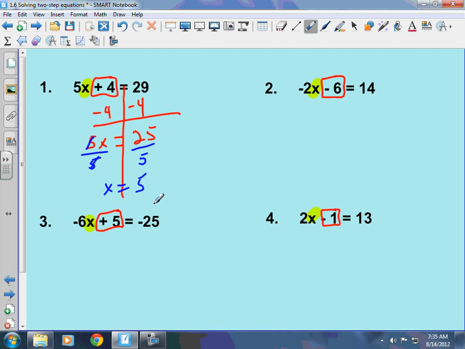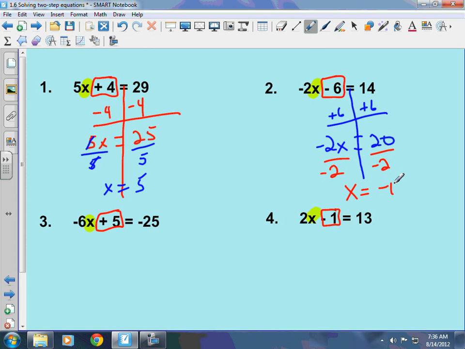5 over 5 is 1, 1x and x are the same thing. Okay, go ahead and pause the video and do number 2, and then we'll check to see if you got the right answer. Okay, again, line at the equal sign. I'm going to add 6. Negative 2x equals 20. Divide both sides by 2. I'm sorry, negative 2. Divide by the exact same number. X equals negative 10. Okay, you should be able to do 3 and 4 on your own.